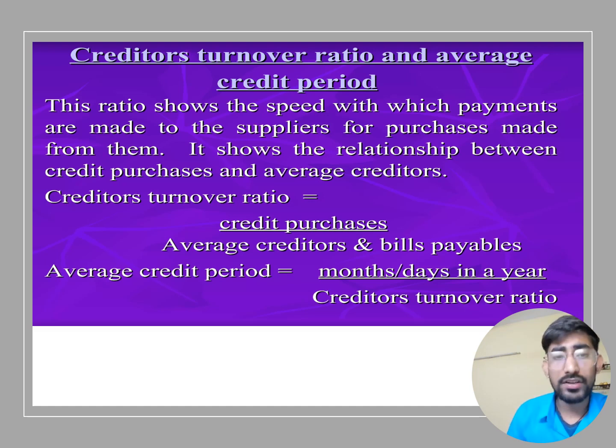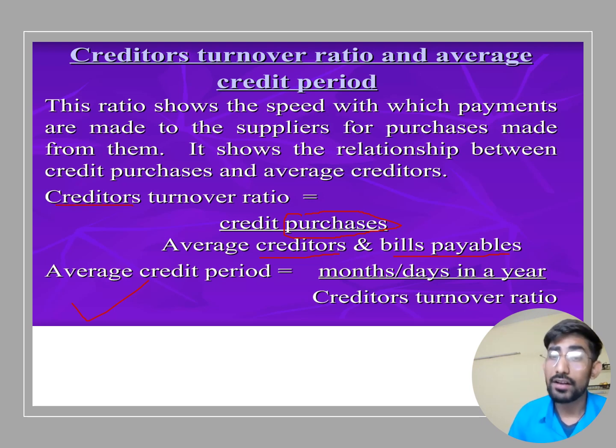So the creditor turnover ratio equals credit purchases divided by average creditors and bills payable, together known as trade payables. In the previous case we used credit sales, while in this case we use credit purchases. And in the previous case we used average debtors and bills receivable, while here we use average creditors and bills payable. For the average credit period, it is just like the previous one: we simply use the months or days in a year and divide by the creditor turnover ratio.